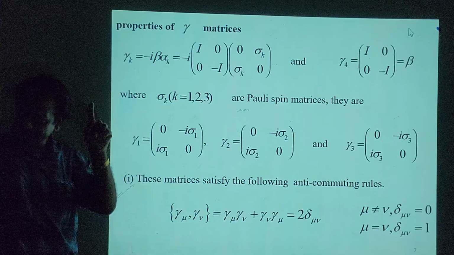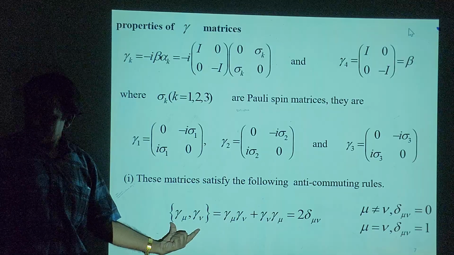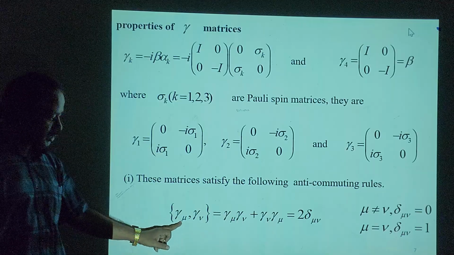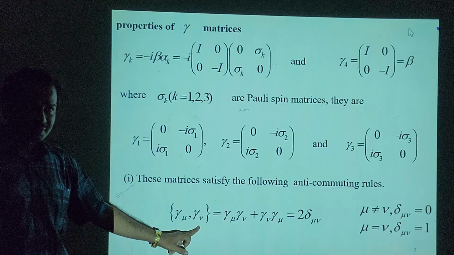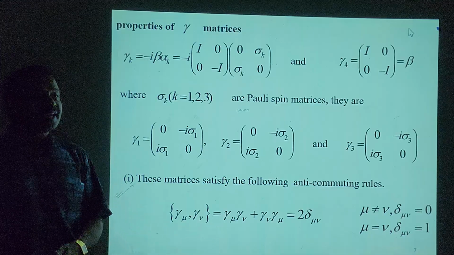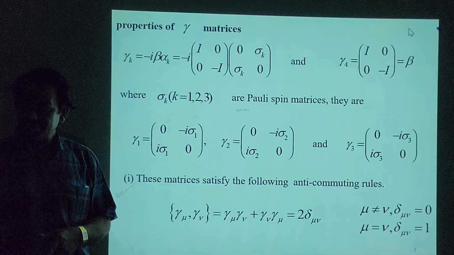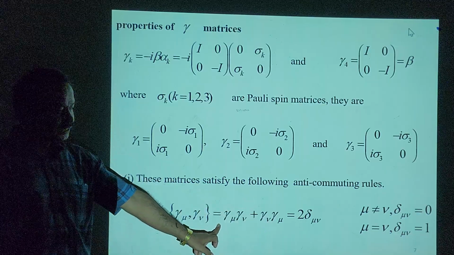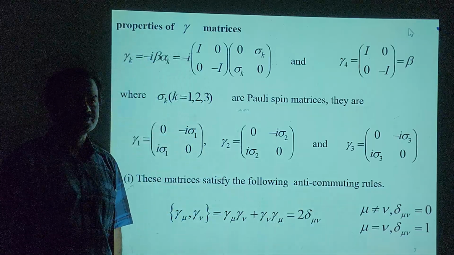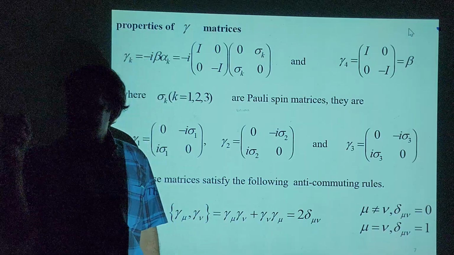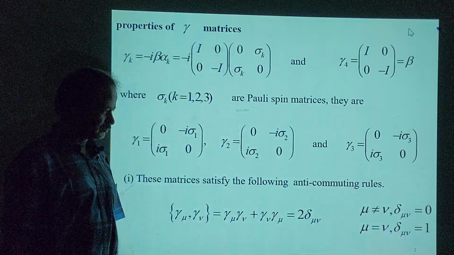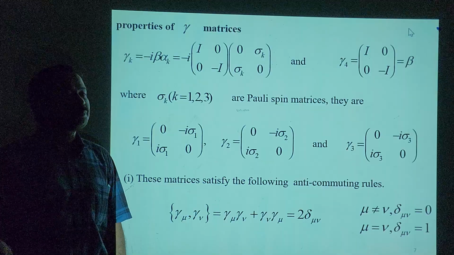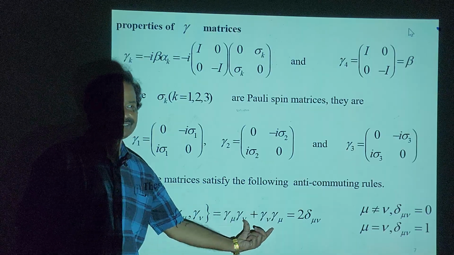See, I have written it as a curly bracket. For square bracket, we go only with commutation. So this is for anti-commuting: gamma mu, gamma nu, which can be written as AB plus BA. For commuting, AB minus BA. For anti-commuting, this will be AB plus BA. Suppose mu is not equal to nu, according to the Dirac delta function, this will become 0. That means AB plus BA equals 0, so your answer is 0.